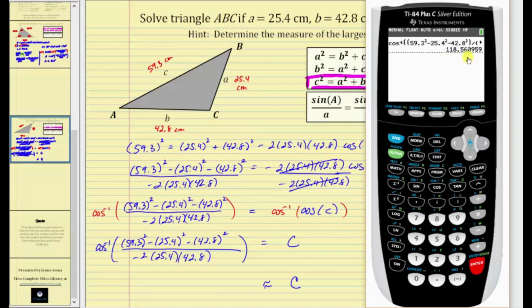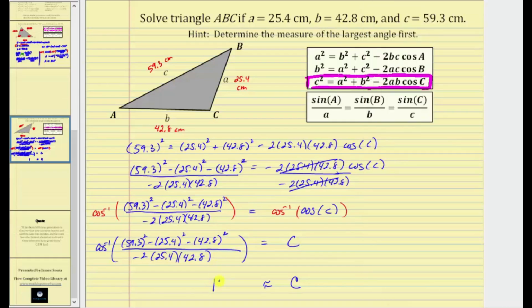But let's store this exact angle in the variable C. We do this by pressing store, and then alpha program for C, and then enter. So again, we have C is approximately 118.6 degrees. Let's go ahead and label this on the triangle.